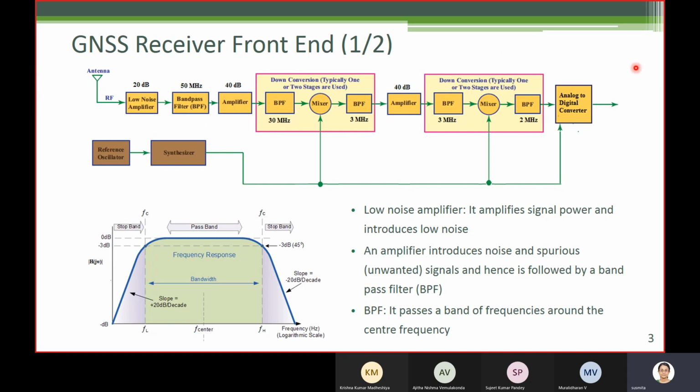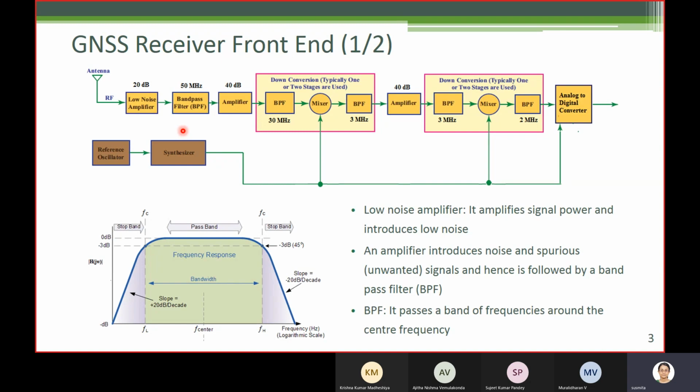So this is a typical front end configuration for the CA code. We are considering only CA code processing. The simplest of all codes is the CA code, the open service or standard positioning service for civilian users. This is a typical front-end configuration for CA code processing.